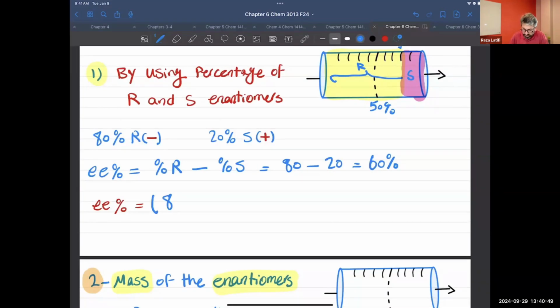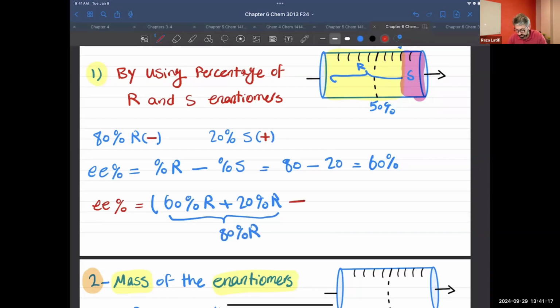So the way I'm going to write it, I'm going to say, how about this? We have 60% from R. If I add 20% from R again to it, that's going to be equal to 80%. This is equal to 80% from R. Now, 20% of it will be canceled by S. So these two will cancel each other, and you are going to be left with only 60%.